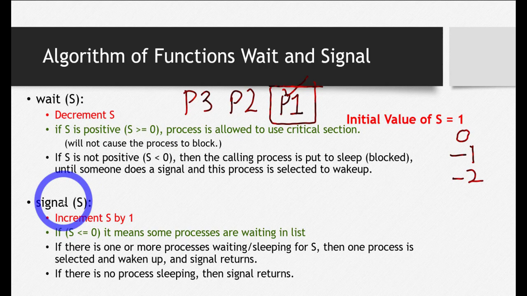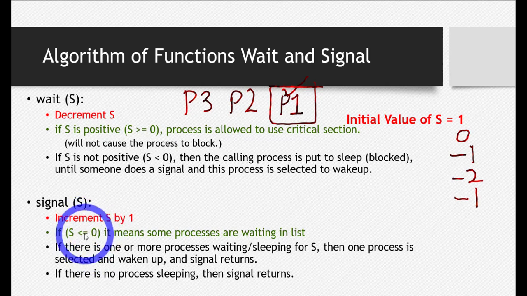Okay. Now, let's say P1 has done its work and when it gets out of the critical section, it will call the function signal. So when signal is called, S will be incremented by 1. That means S is right now -2, and when it is incremented by 1, it will become -1, right? And then this condition will be checked.